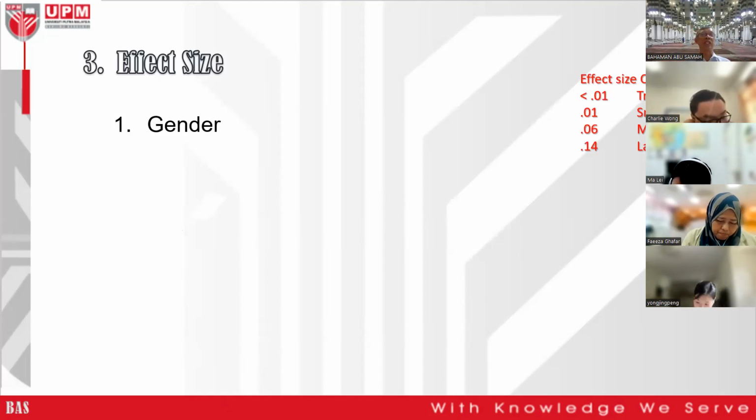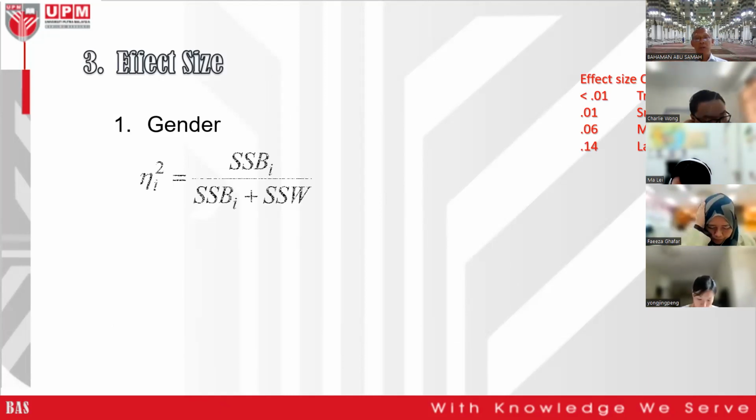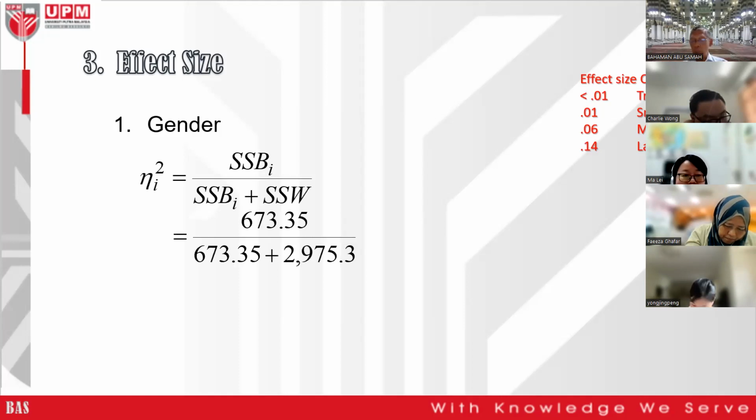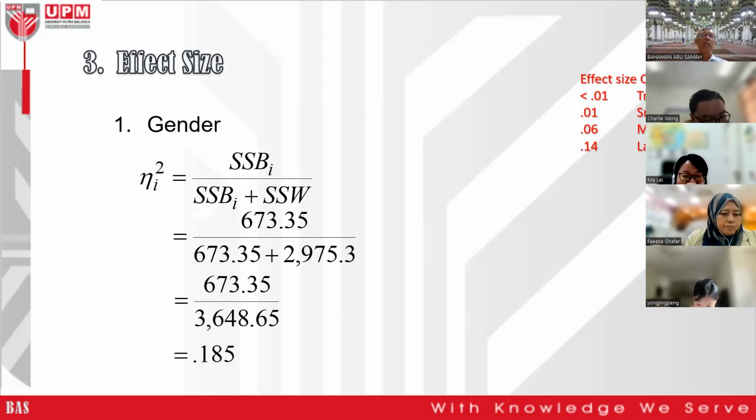Okay, effect size. So we have three effect sizes that we need to calculate, three partial eta squared. One will be for gender. For gender, the formula is sum square between for gender divided by sum square between for gender plus sum square within. So if we refer to the summary ANOVA table, we get 673.35 divided by 673.35 plus the sum square within, 2,975.3. If we solve this, we get 0.185.